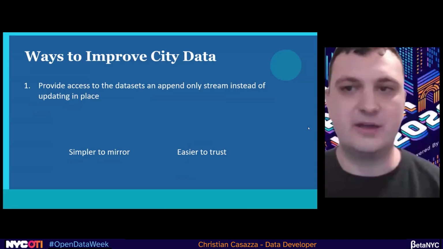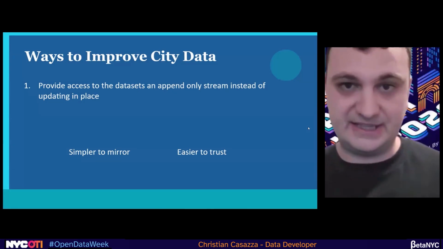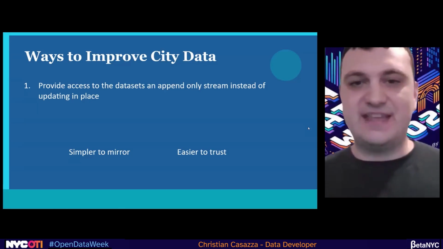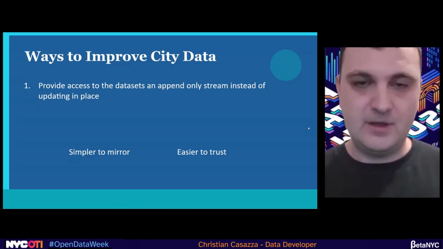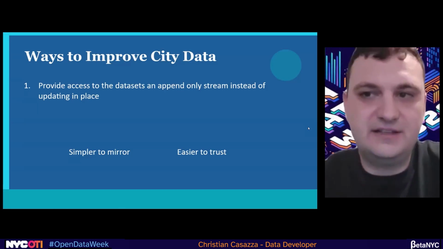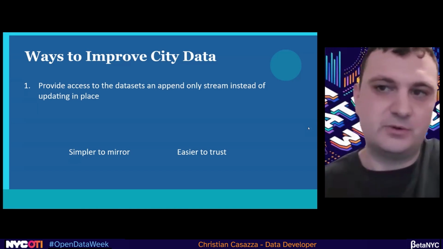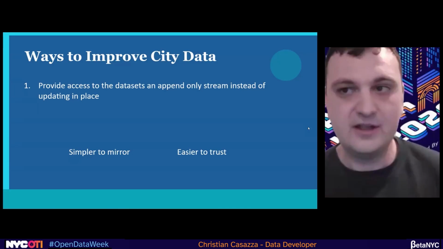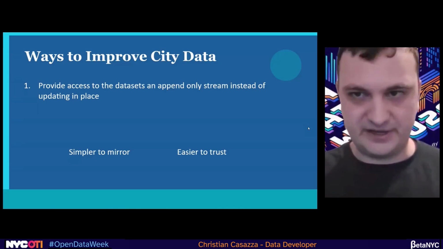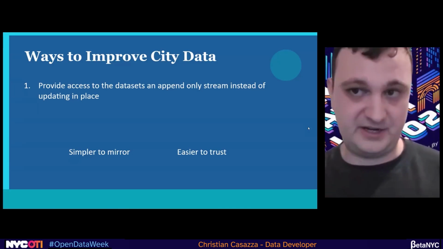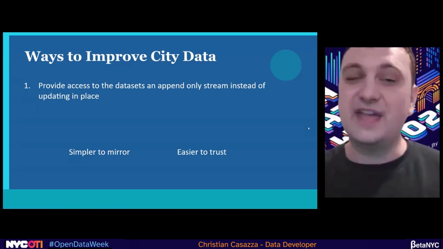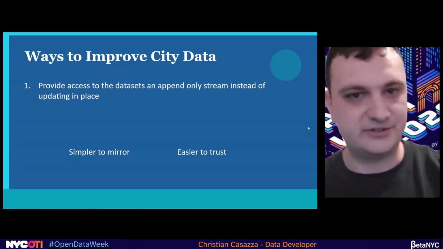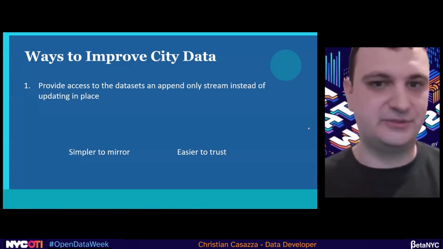Cool. Now, these are three ways that I would like to work with the city itself to improve the data upstream. Number 1 is providing access to the data sets as an append-only stream instead of updating. Right now, a lot of New York City data sets aren't necessarily streams where, if I download it at this time, none of the previous rows are going to change. Some of them are updated in place, where the same row of information, depending on when you pulled it, might look different. That's really annoying if you're a third-party analyst, because then you have to constantly make sure you're refreshing the entire data set as opposed to just what you missed.